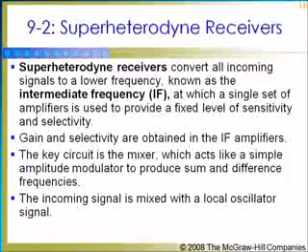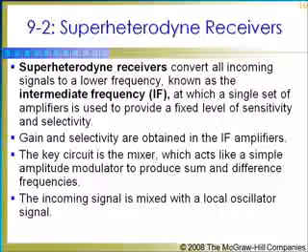So what are superheterodyne receivers? Superheterodyne receivers convert all incoming signals to a lower frequency, known as the intermediate frequency, at which a single set of amplifiers and filters is used to provide a fixed level of sensitivity and selectivity. Most of the gain and selectivity in a superheterodyne receiver are obtained in the IF amplifiers.